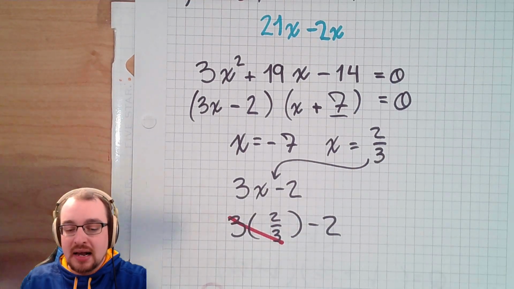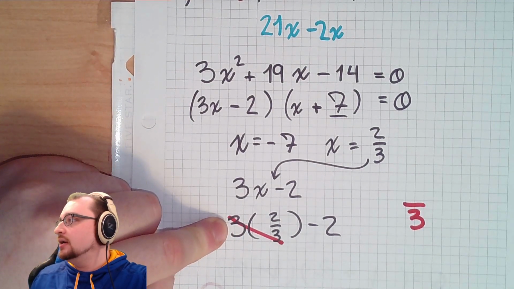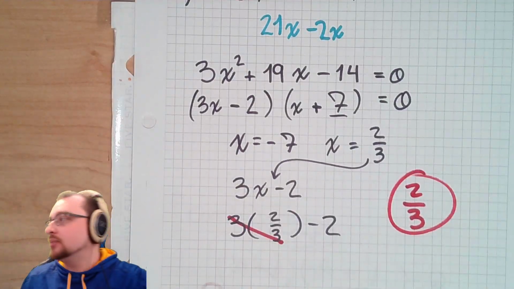Again, let me say it again. I need something where the 3 will go away. So divide by 3 to get rid of the 3. And I need a 2 so that when I subtract 2, I get 0. So 2/3 is the number I need here.